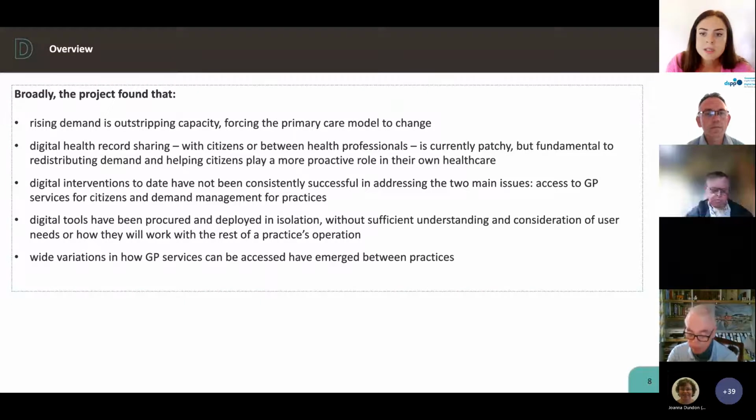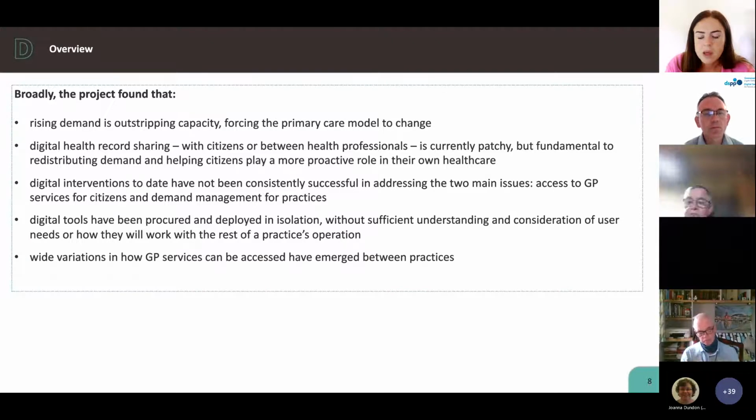So it's currently very patchy across the landscape, but the project identified that it is so fundamental to redistributing demand and helping citizens play a more proactive role in their healthcare. We actually found that a large amount of practice time was spent redacting those records and sharing them with other professionals such as pharmacies. So sharing those across the landscape is of the utmost importance in the project's view.